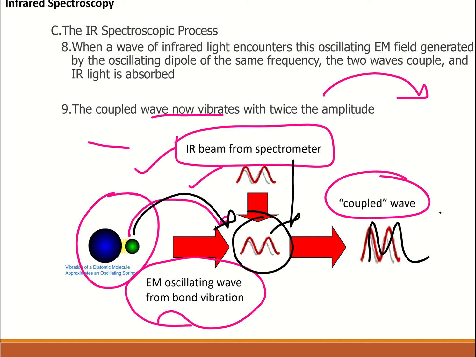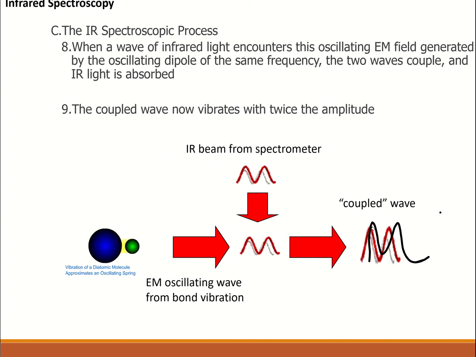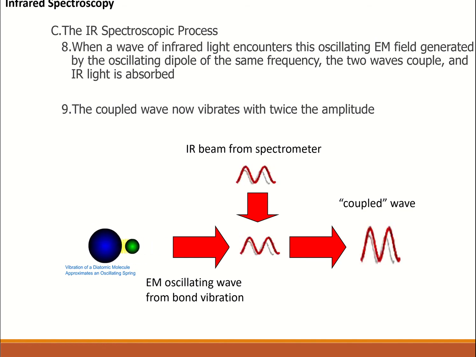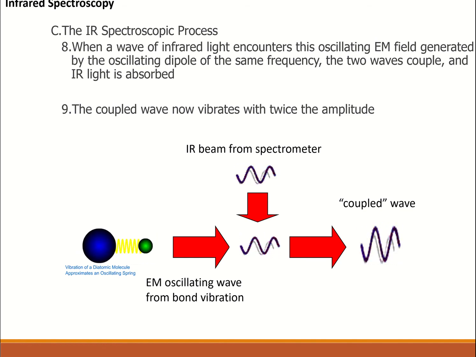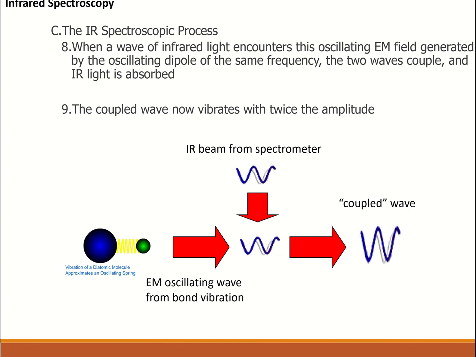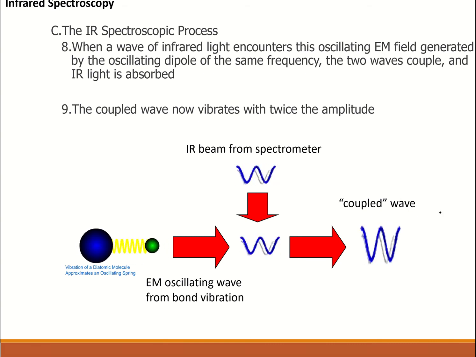I think this will be easy now. So now you can know what the difference is between these. This is the electromagnetic wave from the bond vibration. When there is a bond vibration, that vibration combines with the IR beam from the spectrometer. When they combine with each other, it gives you a larger amplitude, as we explained in the first one.